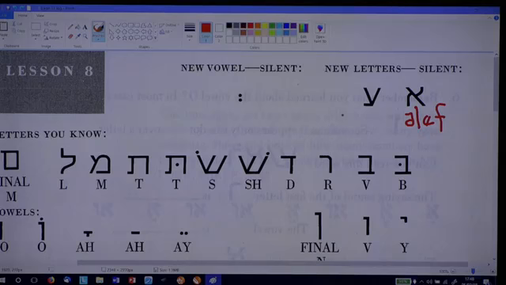This is called an Ein. Is that how it's spelled? I don't remember. Oh, nope.